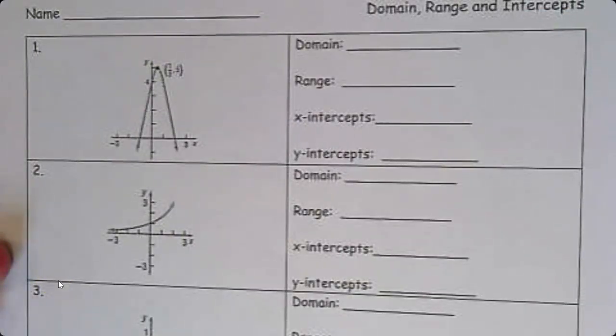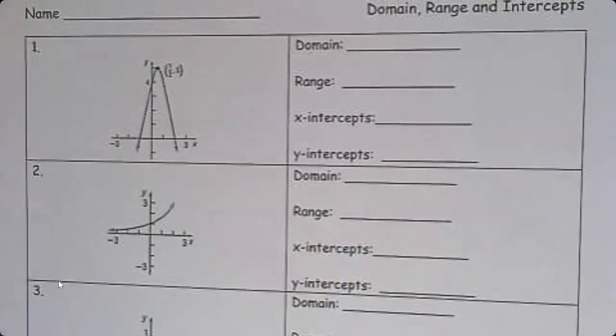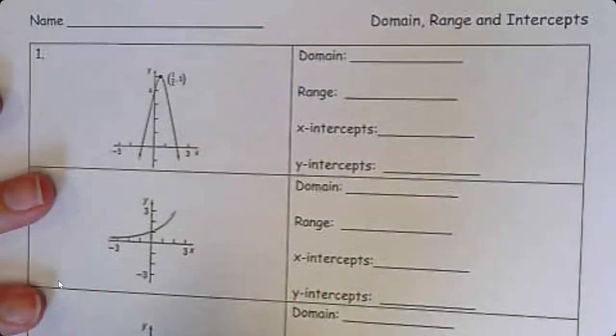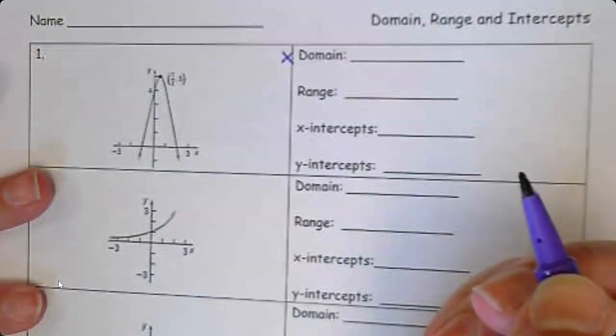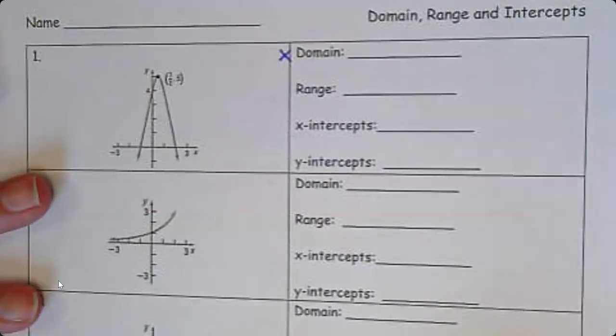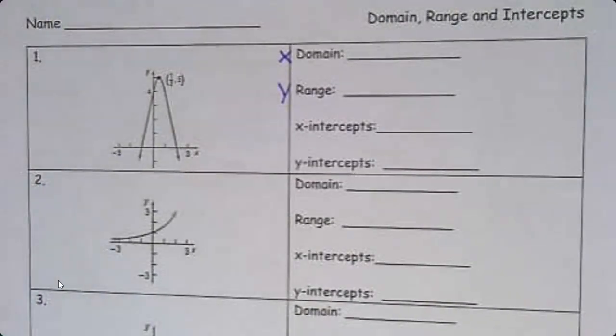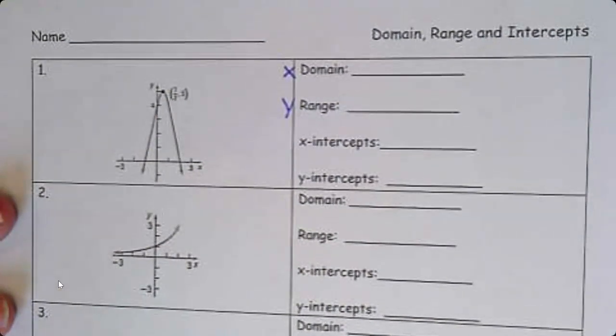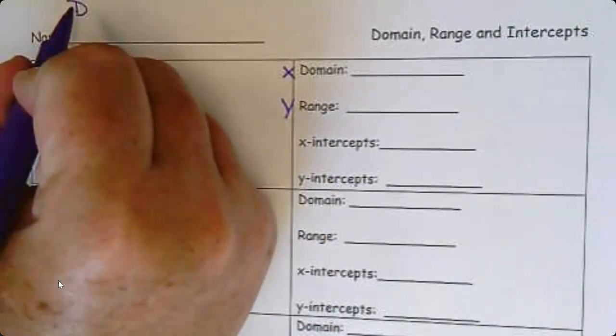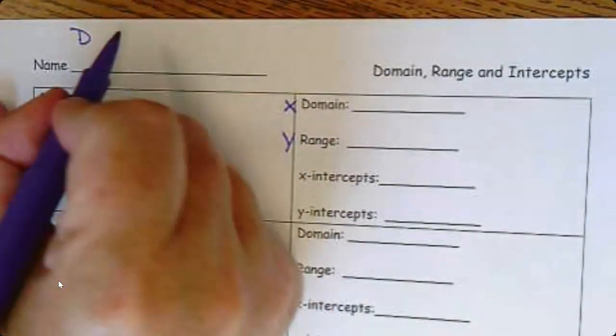Hey guys, so here we're going to go over how to find the domain, range, and intercepts. So let's remember domain is my x values, and range is y. I am so sorry, I don't know why it keeps doing that. Okay, so with domain, let's see, move this down.